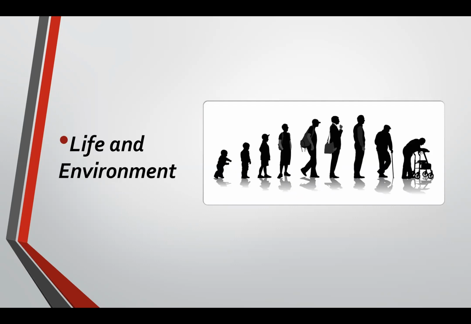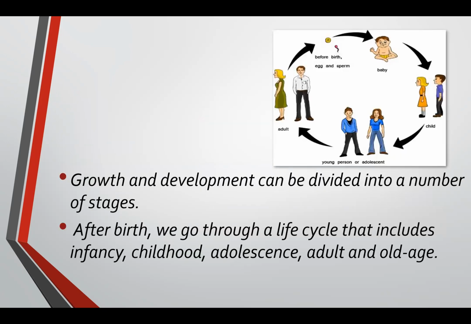Okay, let's move on to life and environment. Growth and development can be divided into a number of stages. There are stages in human growth. After birth, we go through a life cycle that includes infancy, childhood, adolescence, adult, and old age. We will briefly talk about this.